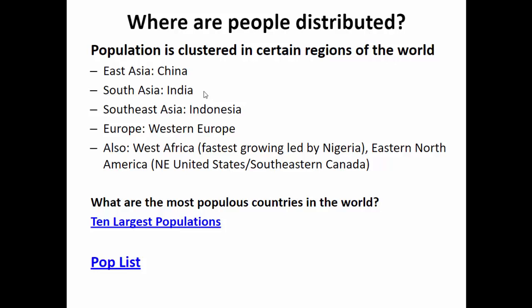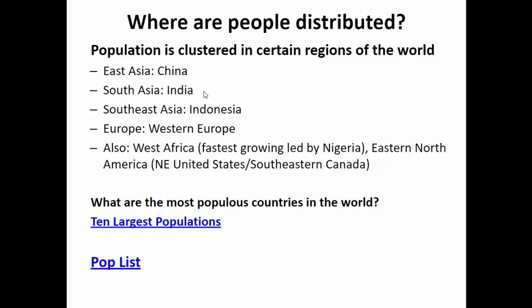Then, our 4th major cluster is Europe, specifically Western Europe. Now, this area is much smaller, a lot less space. But again, we have hundreds of millions of people clustered in Western Europe as well. And so that makes up our 4th major population cluster. Now, those are the big 4: East, South, Southeast Asia, and Europe. But we have 2 others that you need to know.